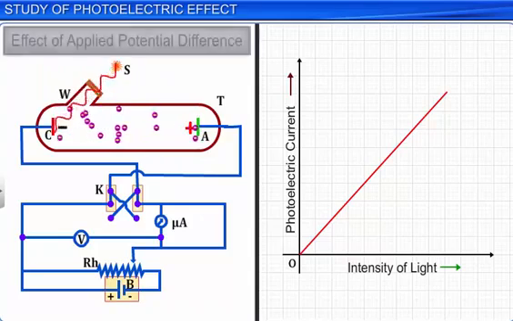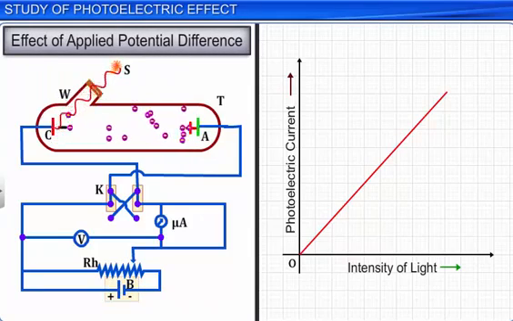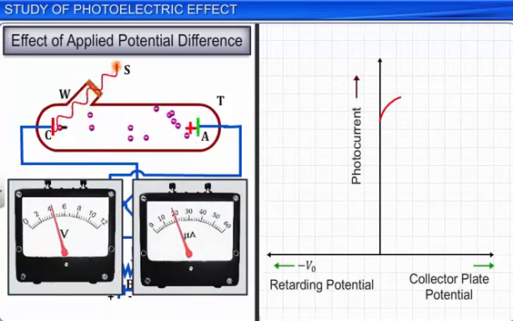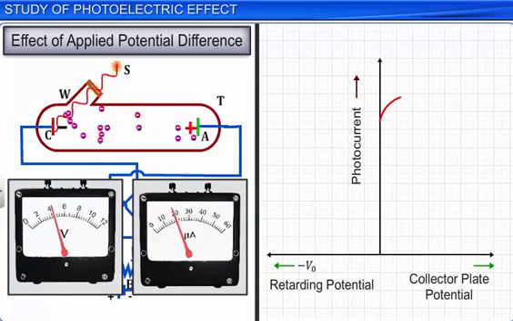Let us now study the effect of the applied potential difference on the photoelectric current. As you gradually increase the accelerating potential across the emitter and collector plates, you will notice that the current in the microammeter increases. We know that this happens due to an increase in the number of electrons that reach the collector plate per second.